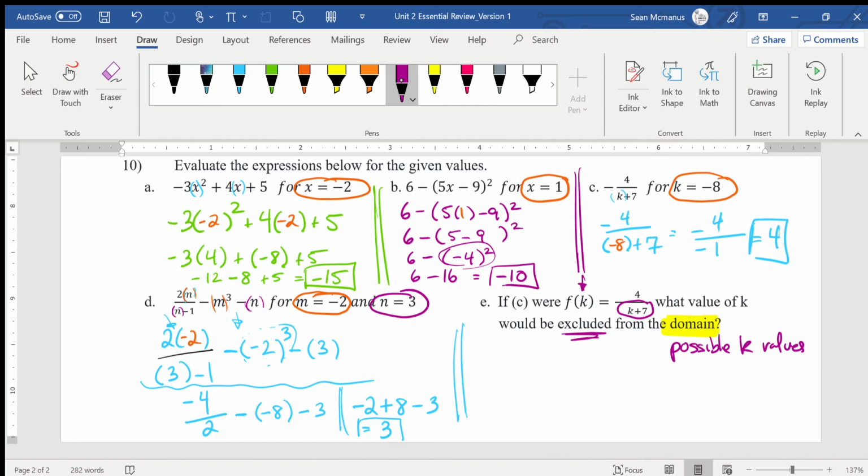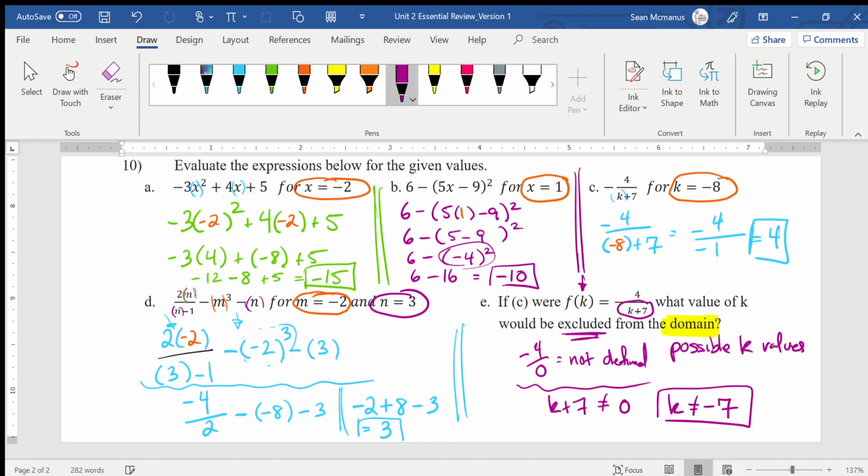Right? So remember, a fraction with 0 on the bottom is not defined, at least not yet. Right? So -4 over 0 is not defined. So that means k plus 7 cannot equal 0. Right? So that means k cannot equal -7. So for that function, k could be anything except -7, because a -7 would make it an undefined function.